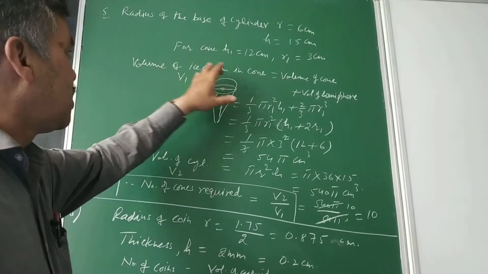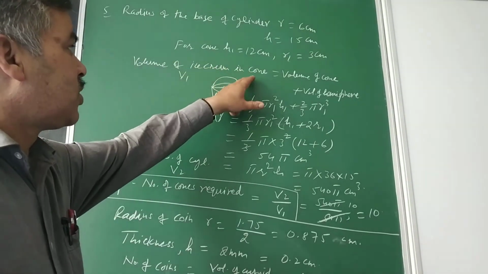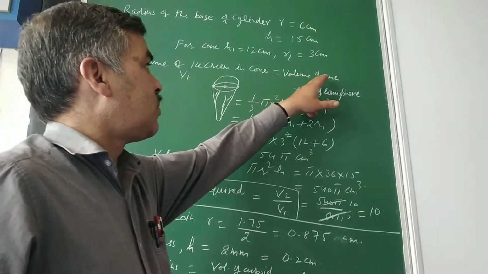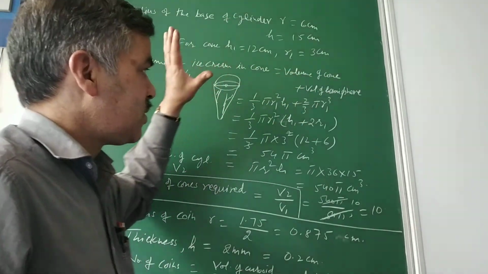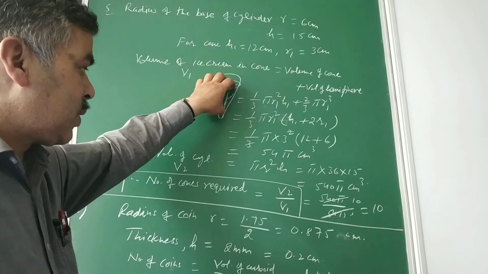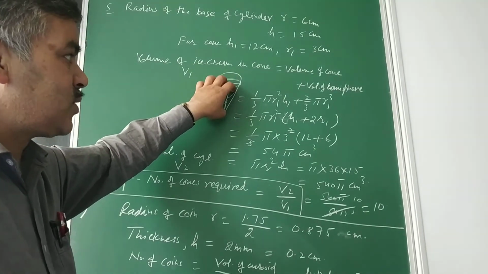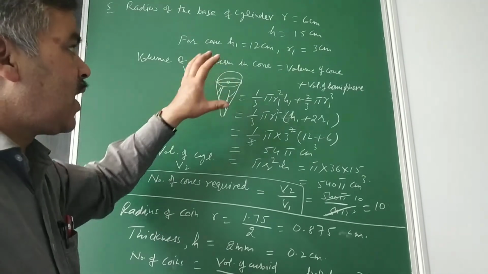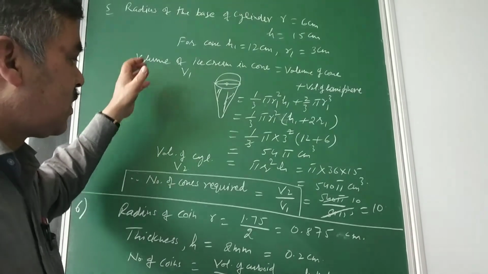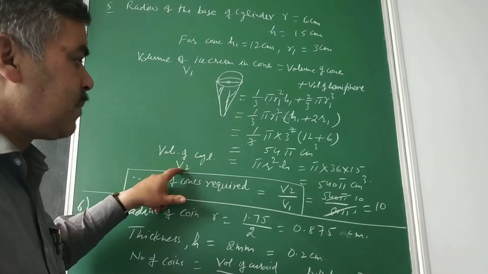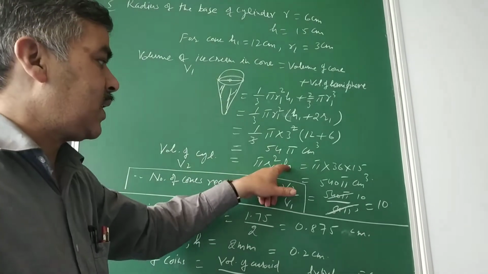So equation is volume of the ice cream in the cone is equal to volume of the cone plus volume of the hemisphere. Number 1 is, because you need to find out the volume of ice cream in the cone, and volume of ice cream in the cylinder is, I am taking as V2, that is pi r square h.